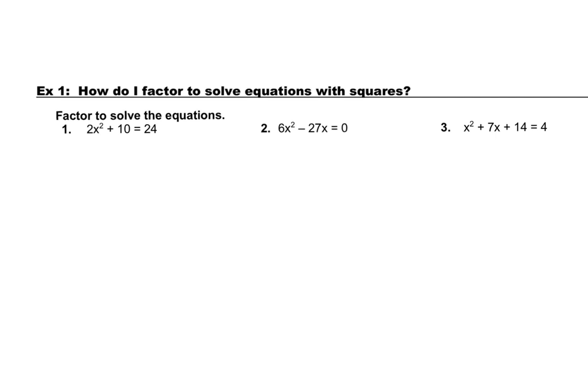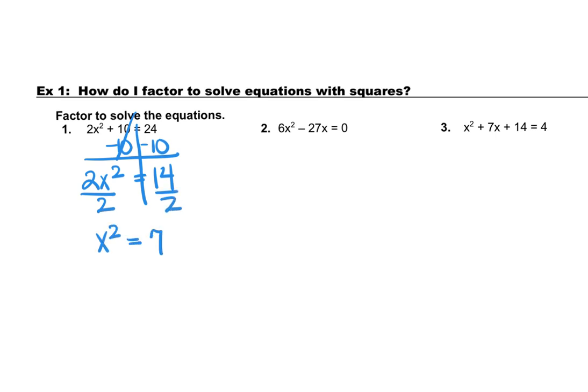Our first example, which we have done, we solved like what we would call a fence problem by isolating the variable. I would simply subtract the 10. We have 2x squared is equal to 14. We would divide by the 2, and we have x squared is equal to 7.